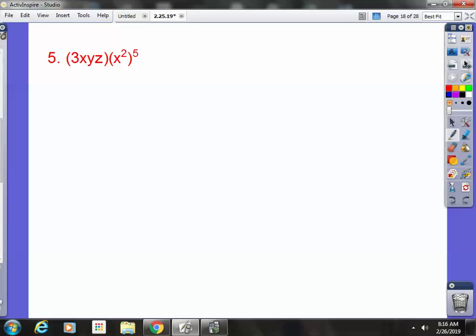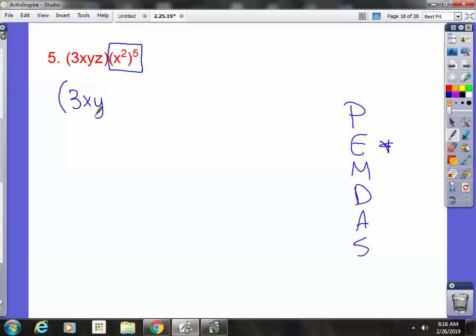We must take care of our exponents before multiplication, just like PEMDAS would suggest. Okay, we definitely have exponents, don't we, as far as a power to a power I'm referring to. What is x squared to the fifth power? X to the 10th. I'm going to bring down the first parenthesis, times x to the 10th power.